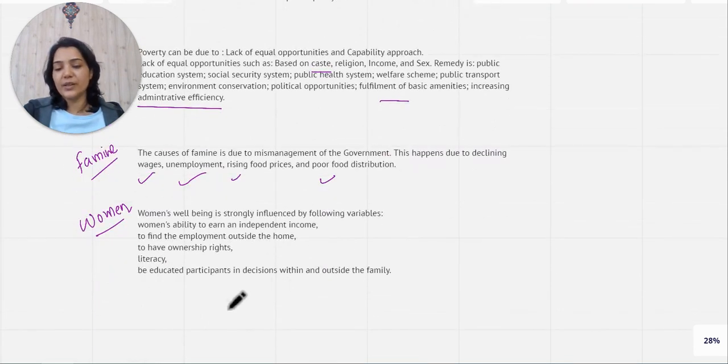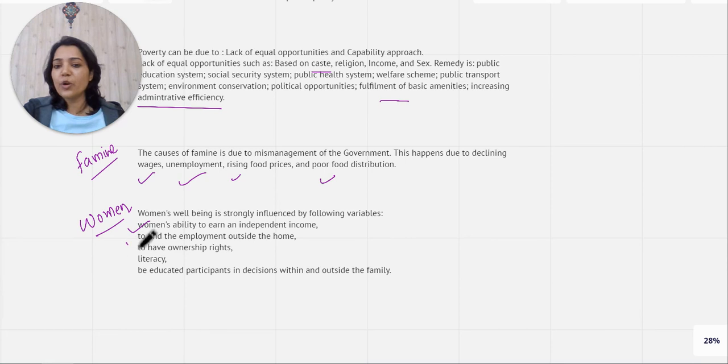Then lastly, women. What does Amartya Sen talk about women? Women's role. Amartya Sen considered women's role very important in the society and even for the development of the society or for the country as well. Women's well-being is strongly influenced by the following variables. Okay. Number one thing is women's ability to earn an independent income. She should earn independent income. She should not rely on husband's or on any other person's income.